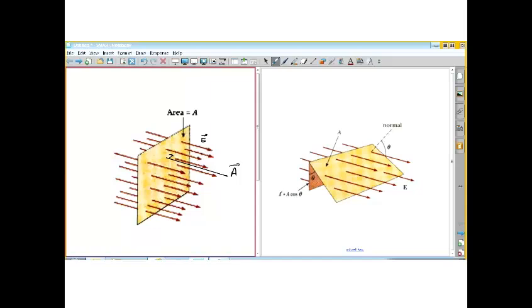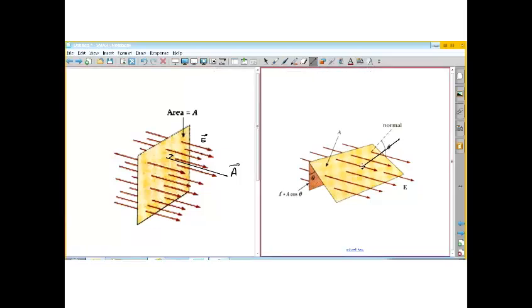Whereas if we look over here, which is a case where this is our area, the area vector would actually be pointing out perpendicular in this direction. So I guess it's angle theta, but between the area and the area vector, it would be 90 degrees.